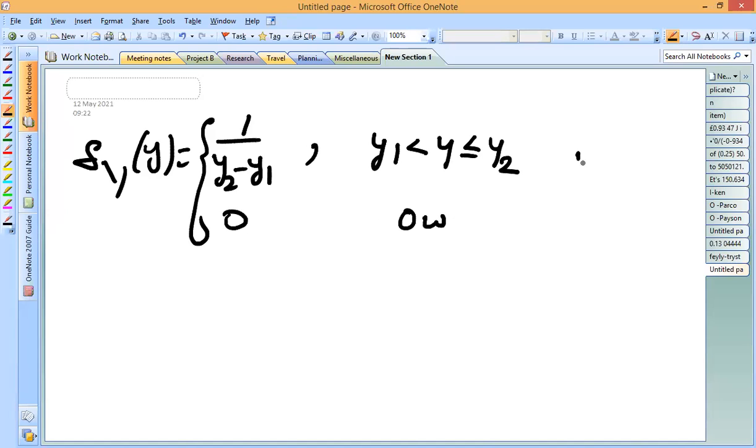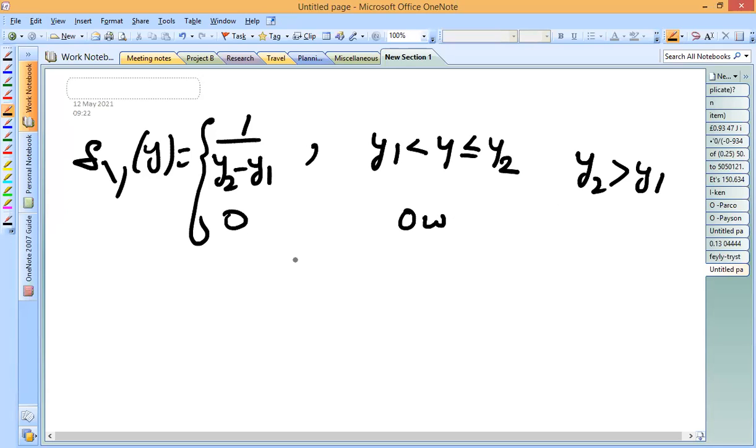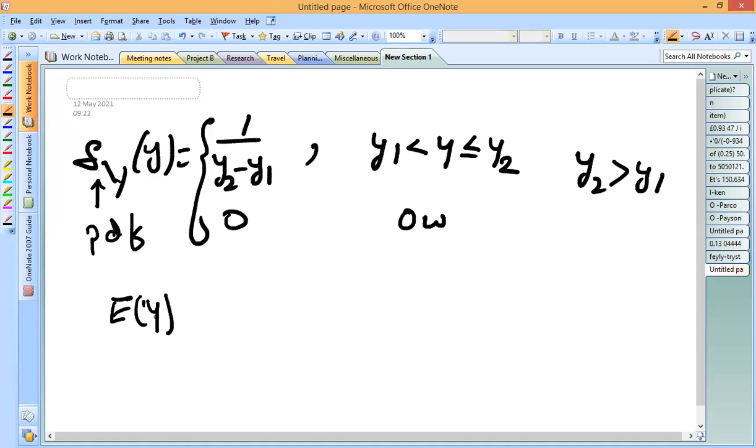Here you can see that y2 is greater than y1, and we are using this PDF. Whenever we are given the small f, it is understood that this is the PDF. If it is given in terms of capital F, then it indicates the CDF. Given this PDF, we are asked to calculate the expectation of the random variable capital Y. When you say the expectation, it means expectation of Y, capital Y, you can write.